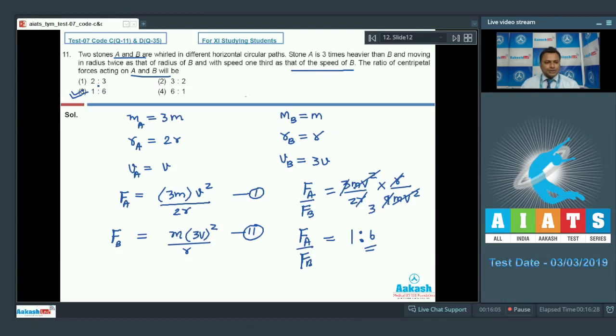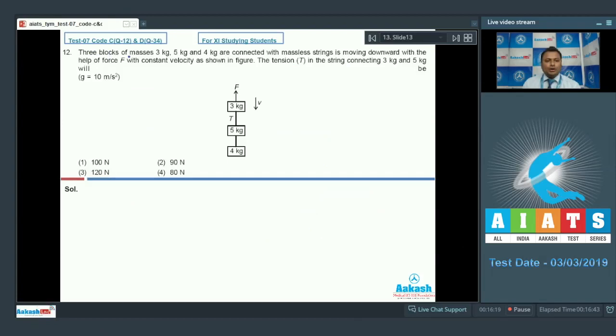Now let us proceed to the next question, that is question number 12. Here is question number 12. 3 blocks of masses 3 kg, 5 kg and 4 kg are connected with a massless string and are moving downward with the help of force F with constant velocity, as shown in the figure. The tension T in the string connecting 3 kg and 5 kg blocks will be what? Means you have to calculate the tension T, this one, between 3 and 5 kg.